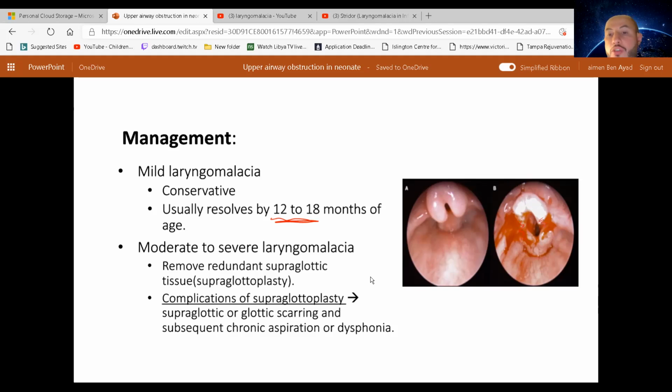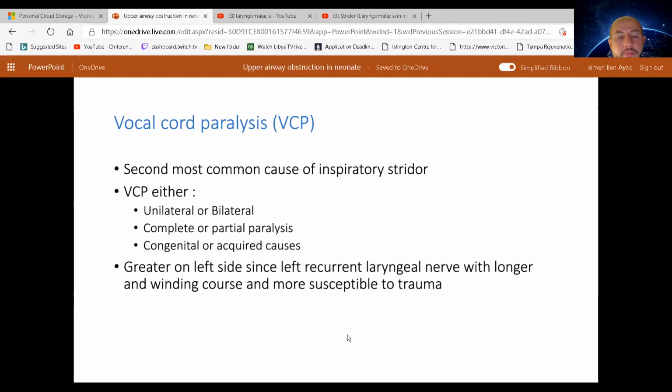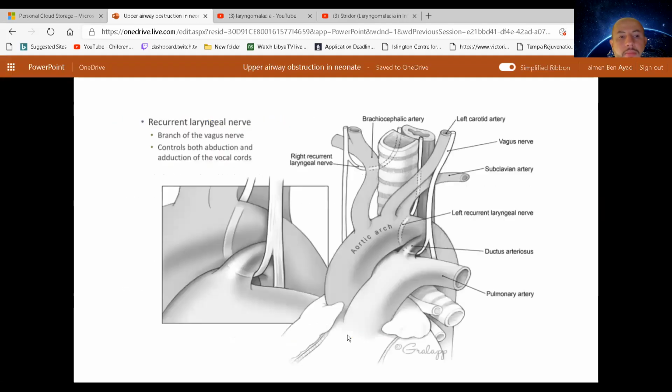That's called supraglottoplasty, which is removal of the redundant supraglottic tissue. The issue with this procedure is there is a risk of recurrent chronic aspiration or dysphonia. If this doesn't work, unfortunately, and it's very, very rare, they require tracheostomy. But the majority of laryngomalacia is usually treated conservatively. Okay.